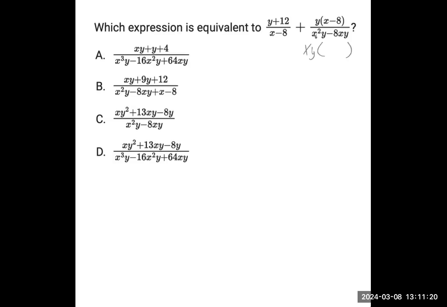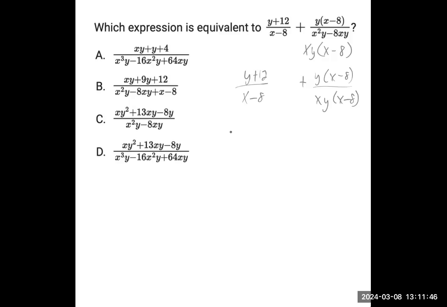And if you divide them both by xy, you're going to get x here minus 8 here. And so we have (y plus 12) over (x minus 8), plus y times (x minus 8) over xy times (x minus 8).